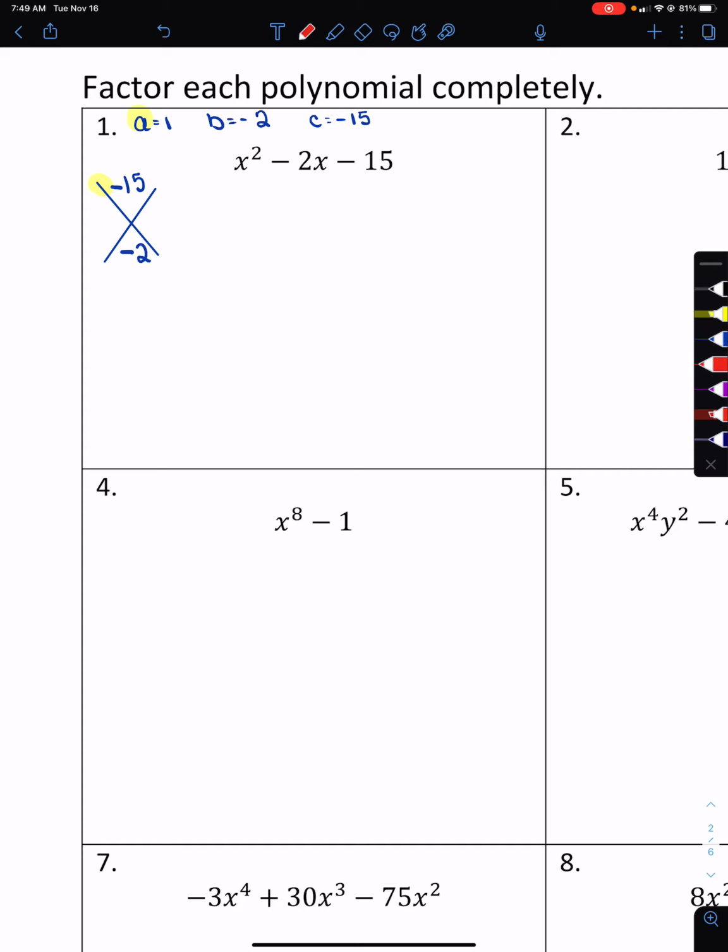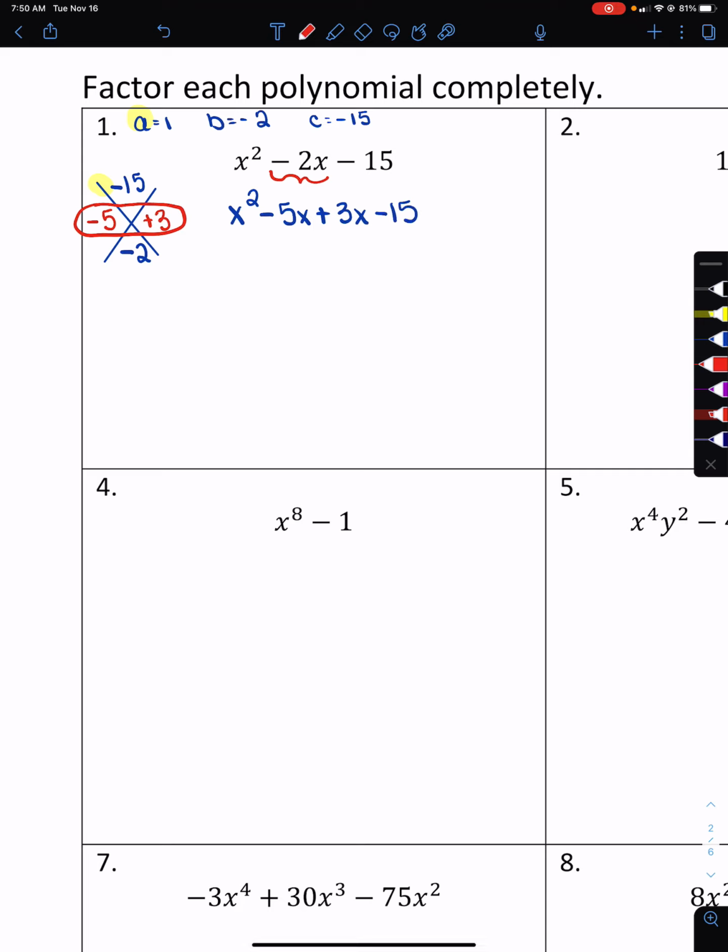Okay, so what 2 values is that? I'm going to say -5 and +3. Okay, so I'm going to now replace -2x with negative 5x and positive 3x. So we're still going to have x squared, negative 5x, plus 3x, and then negative 15.